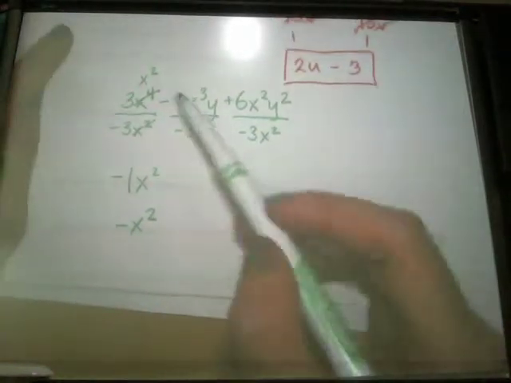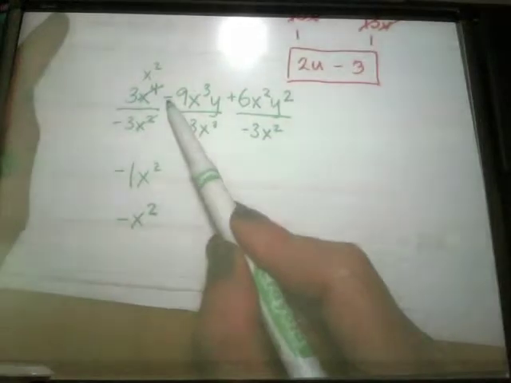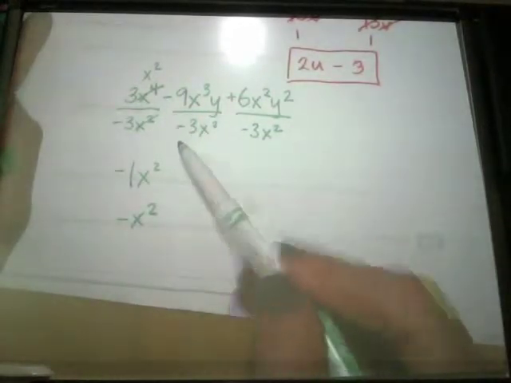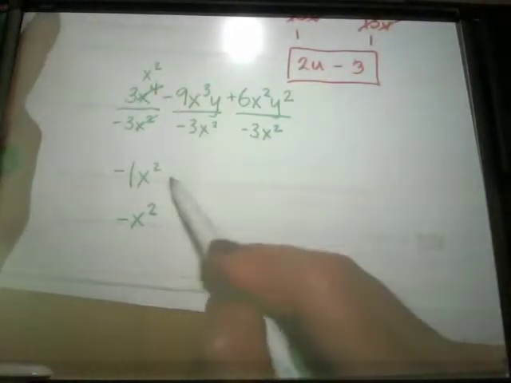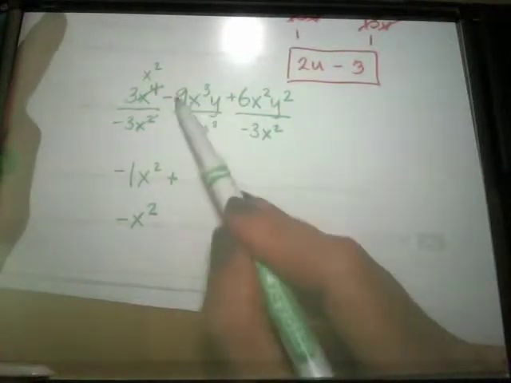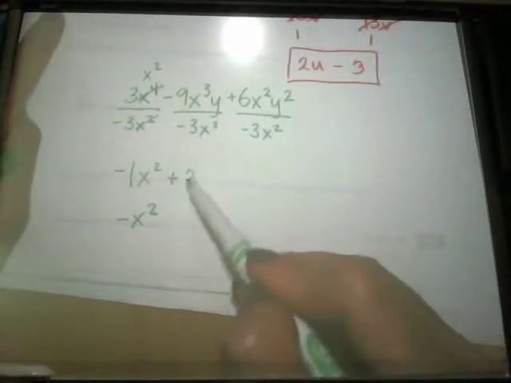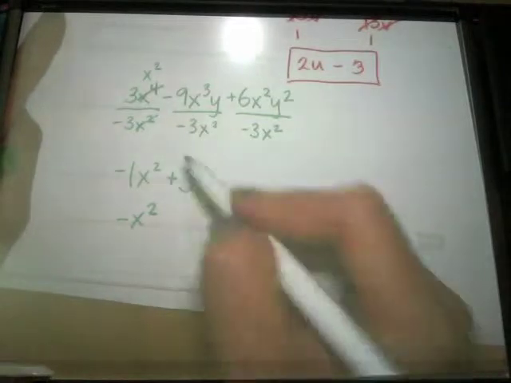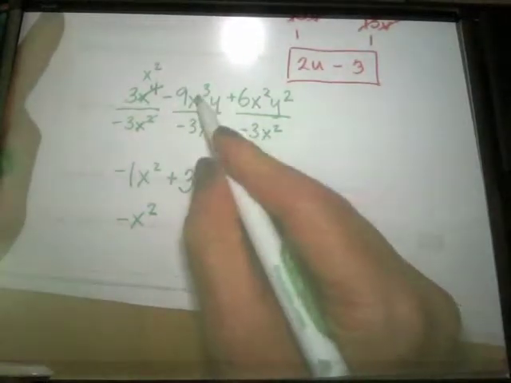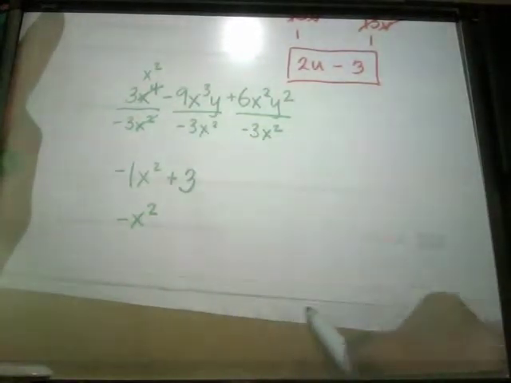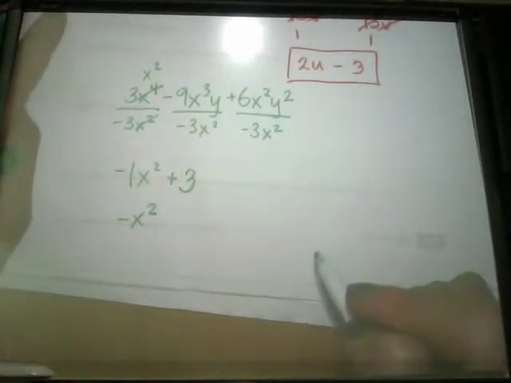Let's do the next piece. Now be careful here, there was a minus in the problem, but my denominator is negative. So a negative divided by a negative makes a positive. 9 divided by 3 makes 3. What's going to happen with the x's? X cubed and x squared. Either we subtract the exponents or we cancel out. How many x's are left?